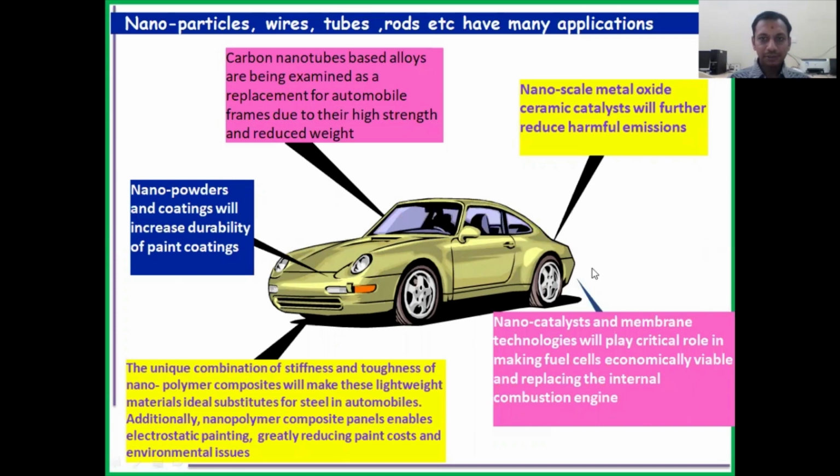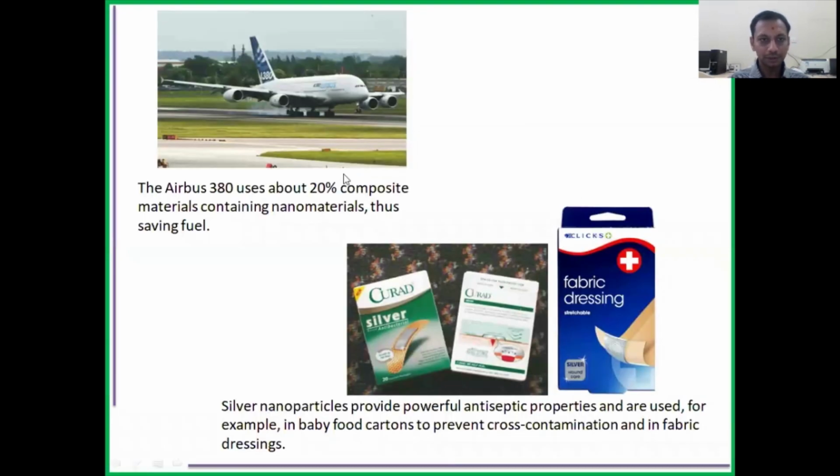Different nanomaterials have different applications in the automobile field also. Here nanocatalysts and membrane technologies will play a critical role in making fuel cells economically viable and replacing the internal combustion engine. So people are working more on the catalytic converter and fuel cell. These are emerging fields nowadays, using nanoparticles. You can see here the Airbus 380, about 20% composite material made using nanomaterials.